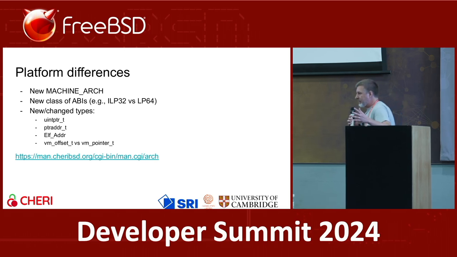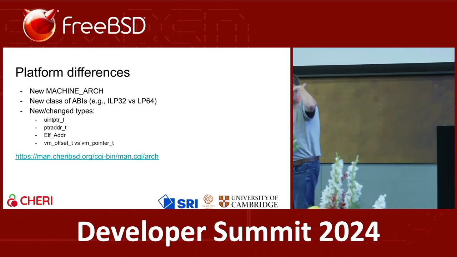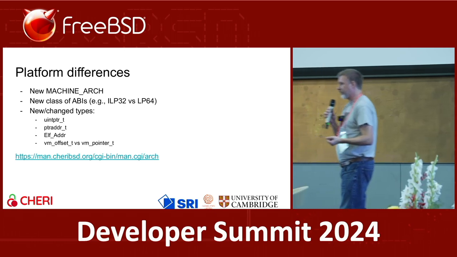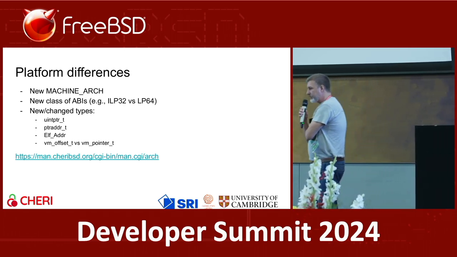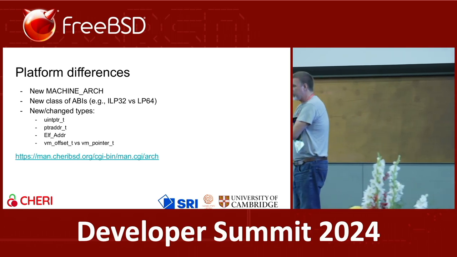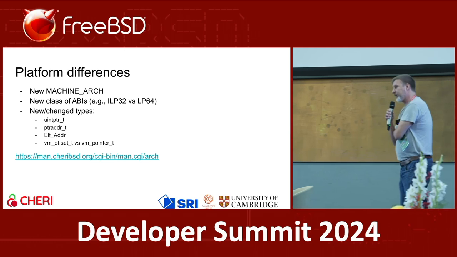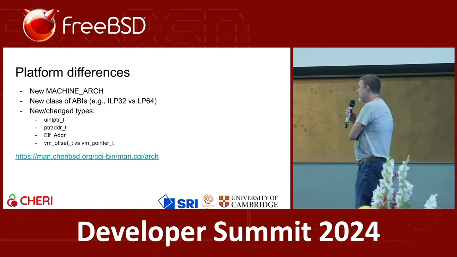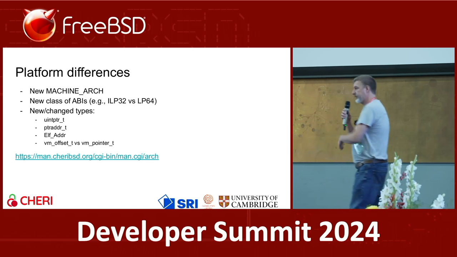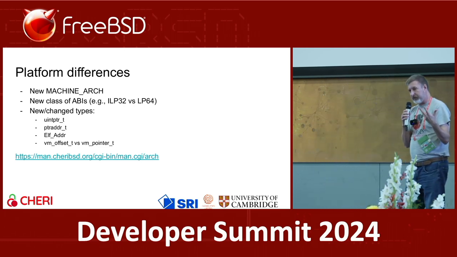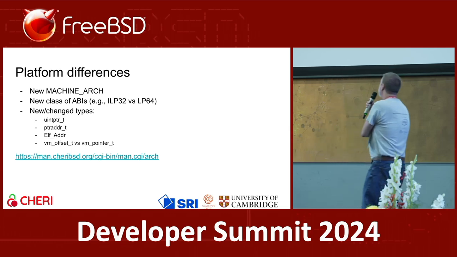So, if you're a FreeBSD developer, what does it look like to have a CHERI architecture in the tree? What are some of the implications? One thing Brooks already alluded to is that for each platform, you end up with a new machine arch. We basically take the base machine arch and add a C suffix, so arm64c or riscv64c, which denotes the CHERI-fied version of an architecture. Just like 64 and 32 have different machine archs, the same is true with CHERI. It's kind of like a new class of CPU architecture.